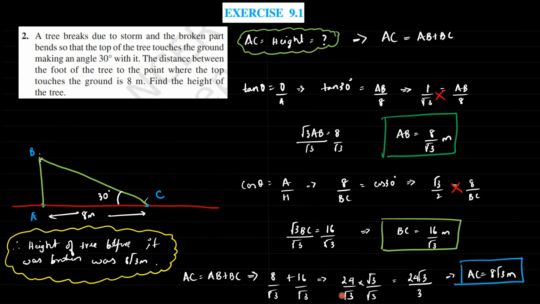Whenever we have an irrational number in the denominator, we have to rationalize it by multiplying and dividing it with the same number, right? So it is going to be square root of 3 divided by square root of 3. 24 square root of 3 divided by 3. It is going to be 8 square root of 3. This is going to be the value of AC, and AC is the height of the tree. So finally, I can write down the height of the tree before it was broken was 8 square root of 3.